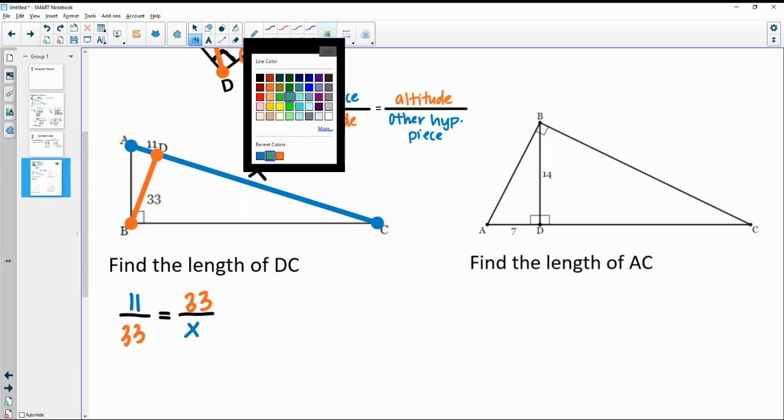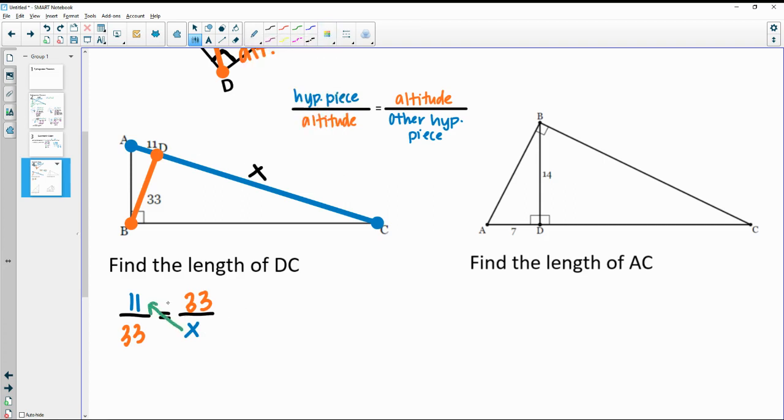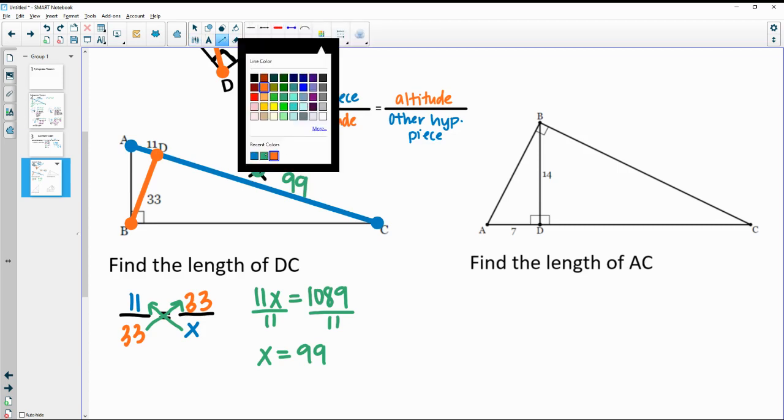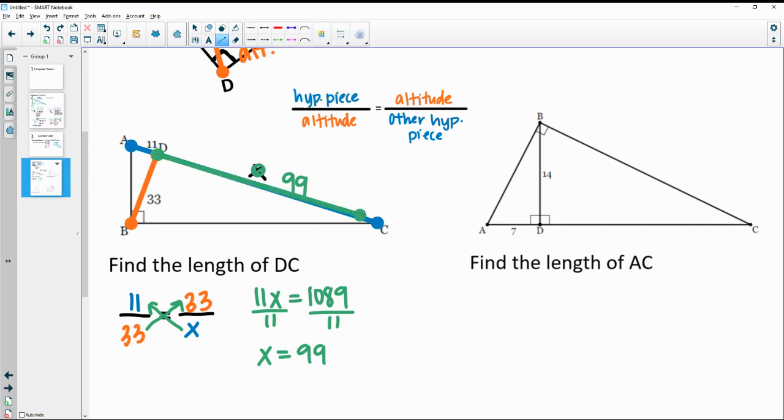So now we'll be able to cross multiply. We'll take x times 11, so that's 11x, and we'll take 33 times 33, which is 1,089, and then we'll solve this. We'll divide both sides by 11, and that gives us that x equals 99. So this piece right here is equal to 99. The problem was asking us for the length of segment DC, which is our x value. So that is the answer to this problem. DC equals 99.